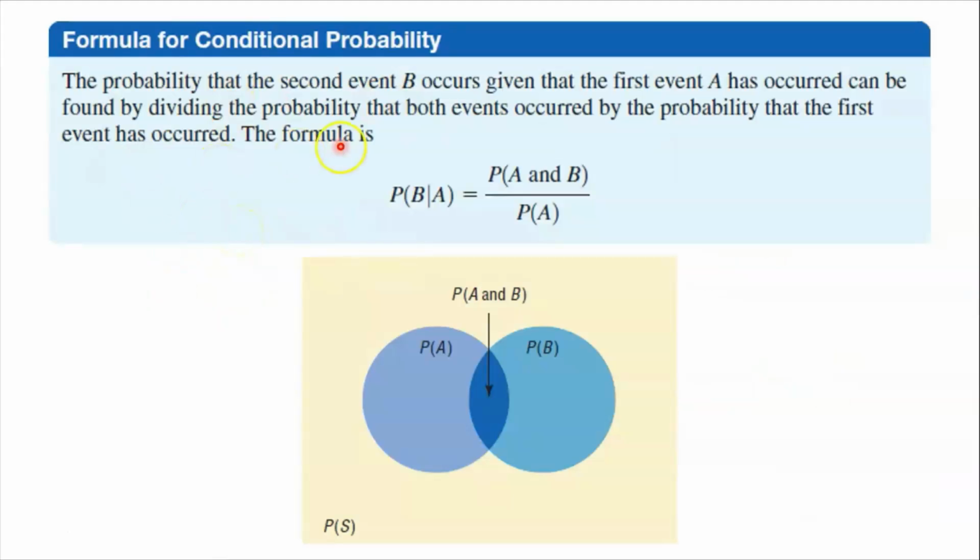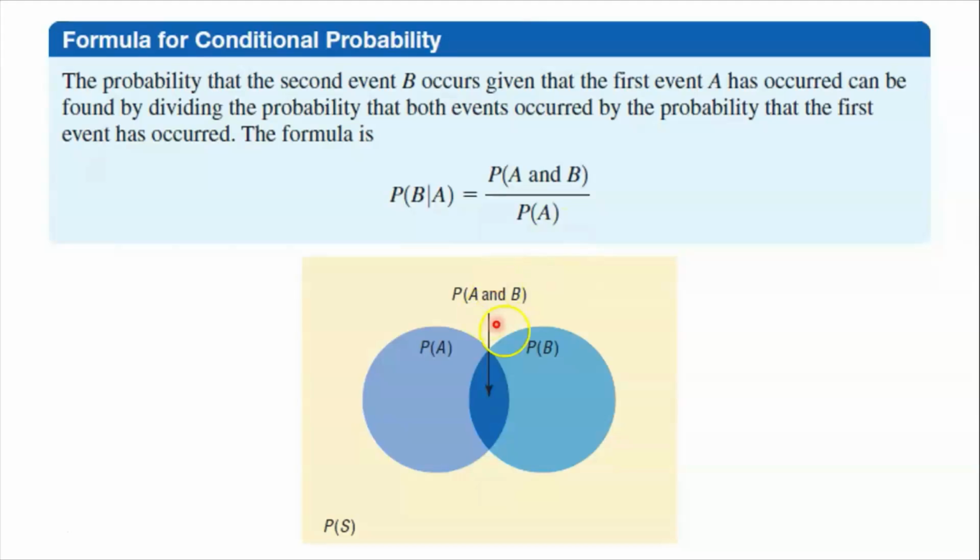Conditional probability. The probability that the second event B occurs given that the first event A has occurred can be found by using this formula. This notation represents the probability of event B given that A already happened, and it equals the probability of A and B divided by the probability of A.